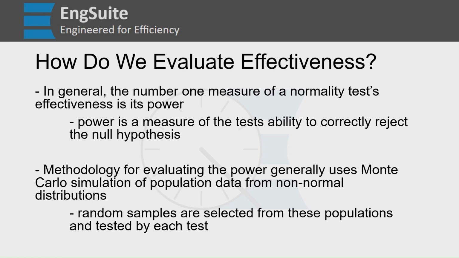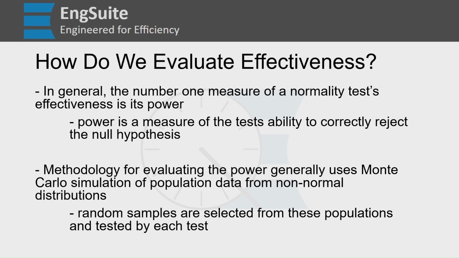if you've ever heard of type 2 error, type 2 error is failing to reject the null hypothesis when the null hypothesis is not true. So in this case, when non-normal data is fed to the test, its power is the ability to detect that non-normality and reject the data.